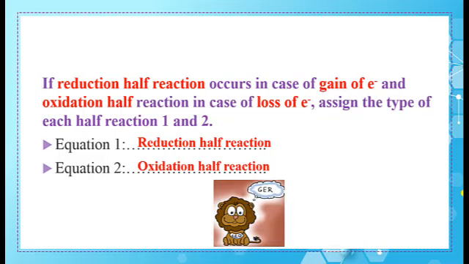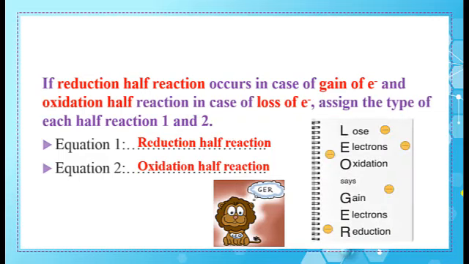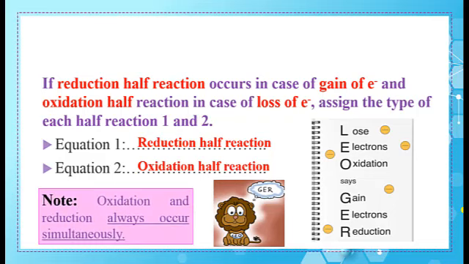We can memorize oxidation and reduction by using the phrase LEO says GER. LEO, which is an abbreviation for loss of electrons, means oxidation. Loss of electrons means oxidation. And GER is gain of electrons means reduction. This is how to memorize these two terms. A very important note is that oxidation and reduction always occur simultaneously. Simultaneously means that they occur at the same time.